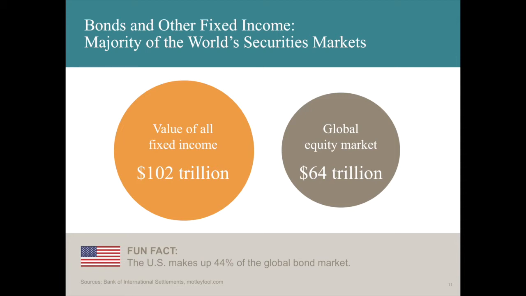Compare that to equities. You open the business page in the newspaper, and it's all going to be about the hot stock story of the day or the hot stock market story of the day. I mean, that's what you see all the time. So we'd be led to believe that the equity or stock market is everything there is. Well, the reality is that the fixed income market is about twice as big as the equity market.